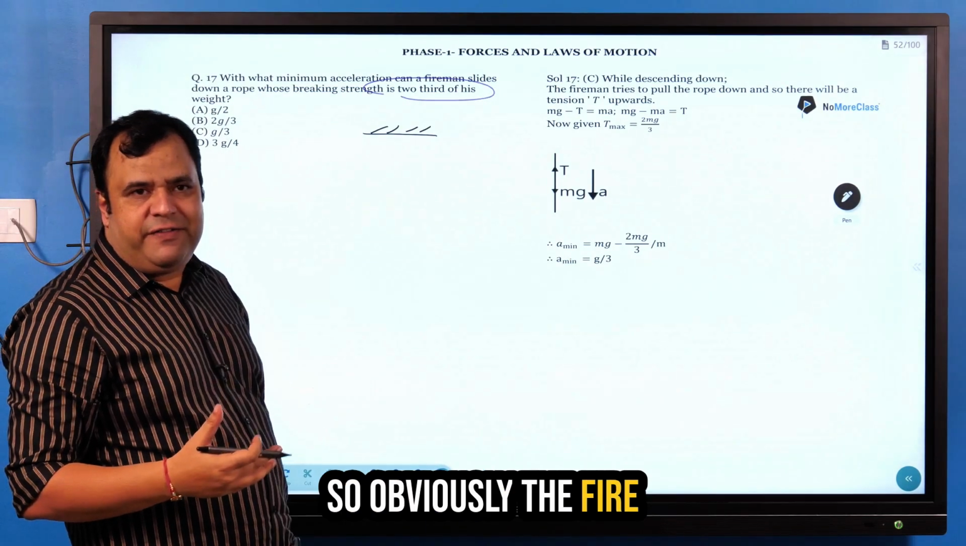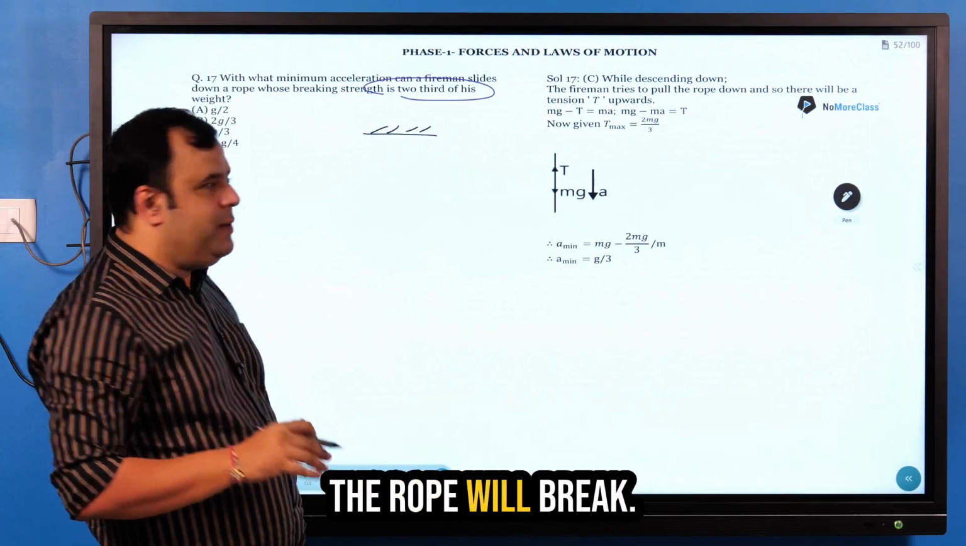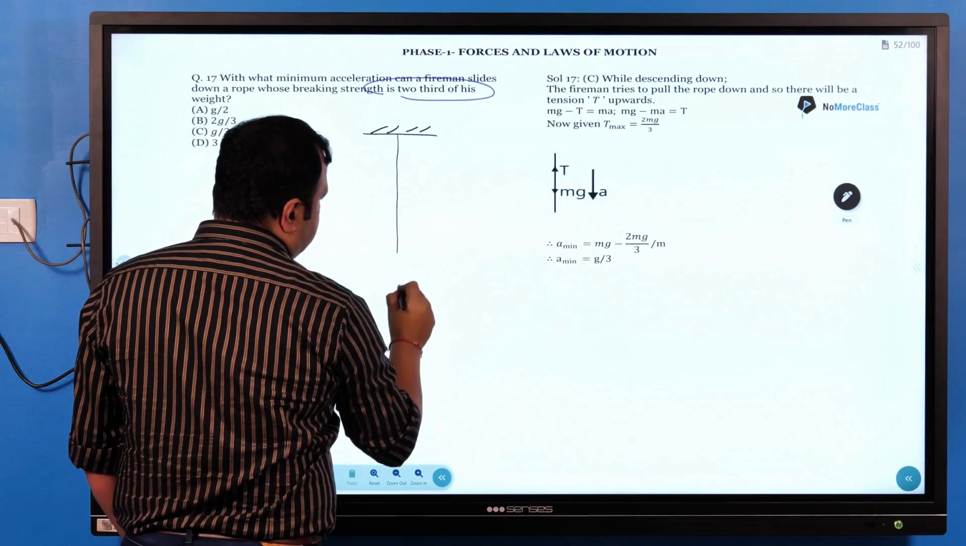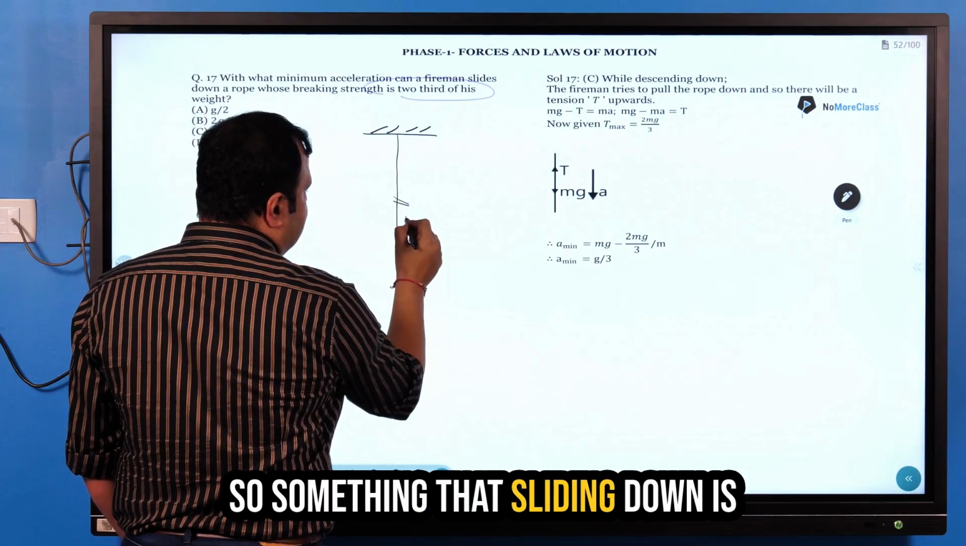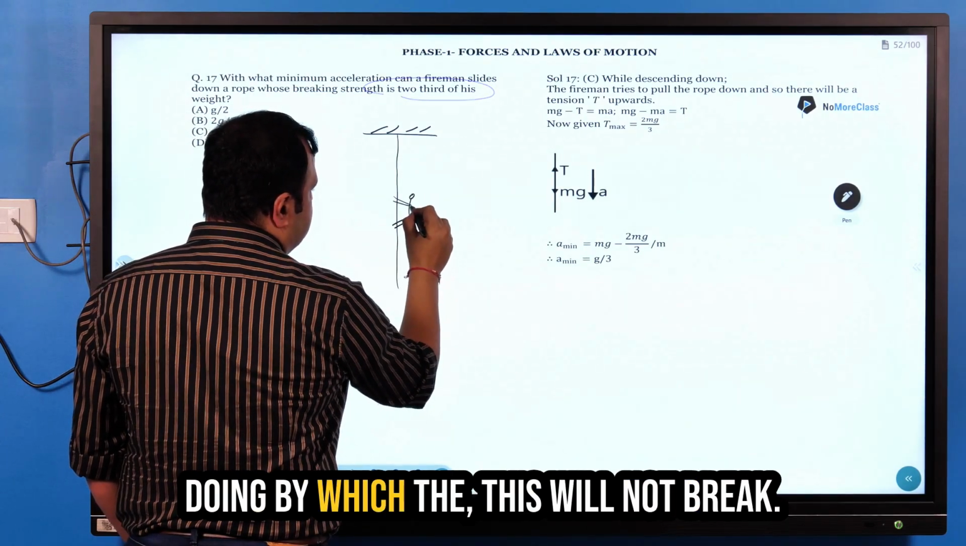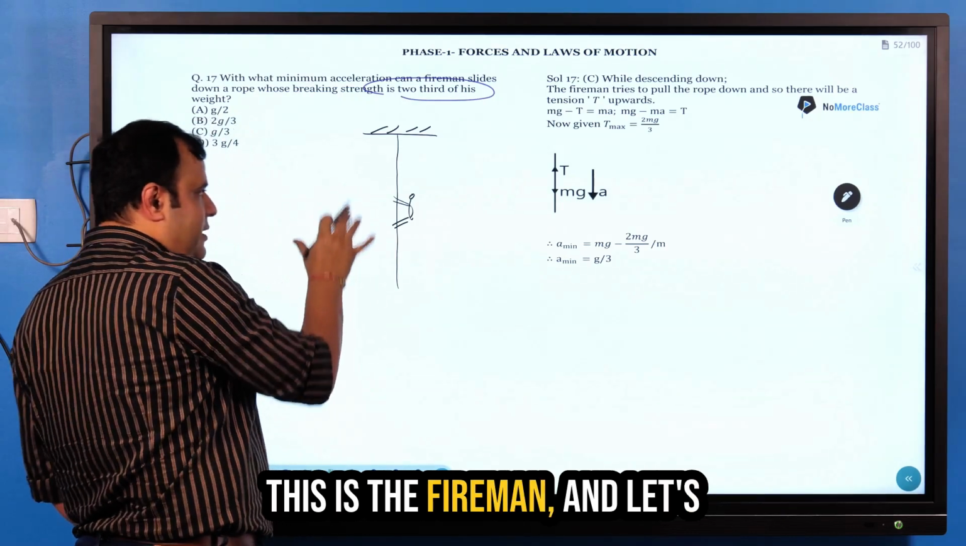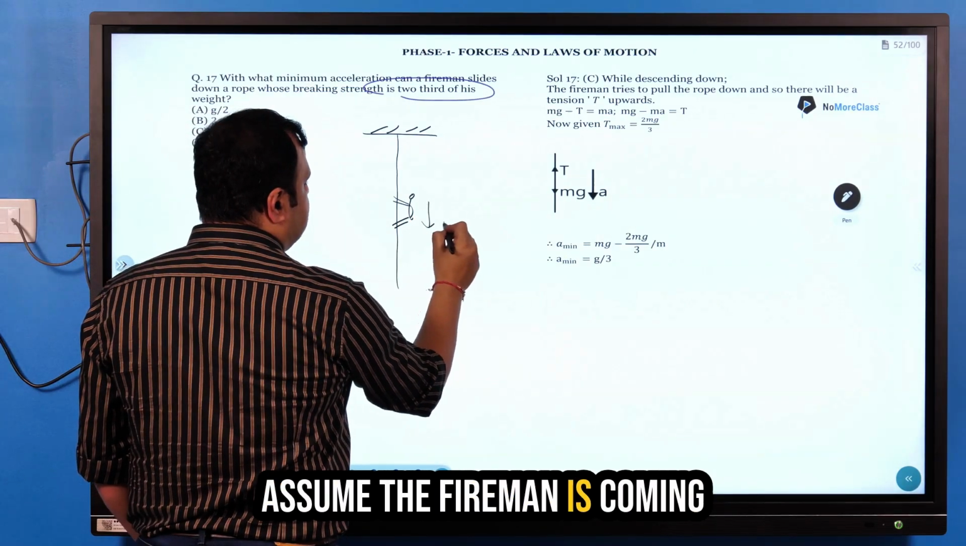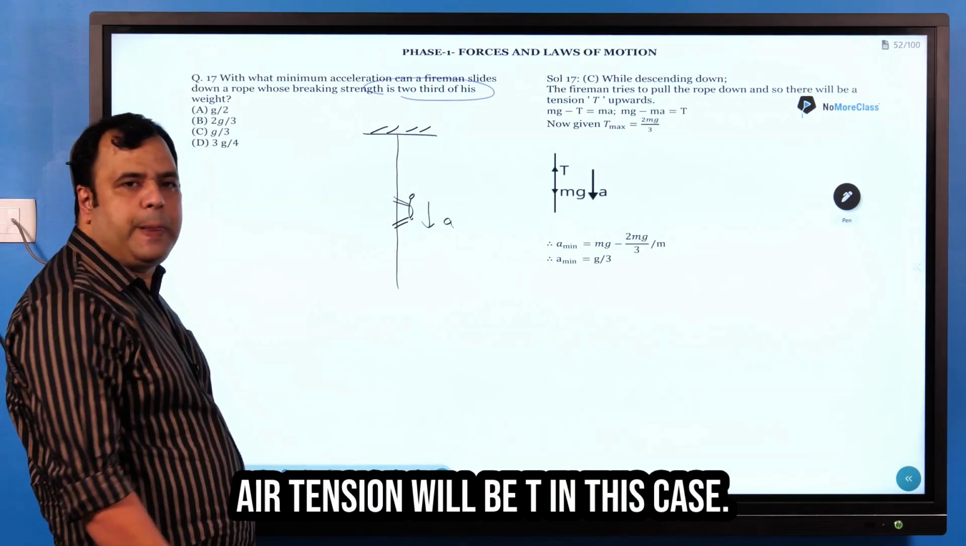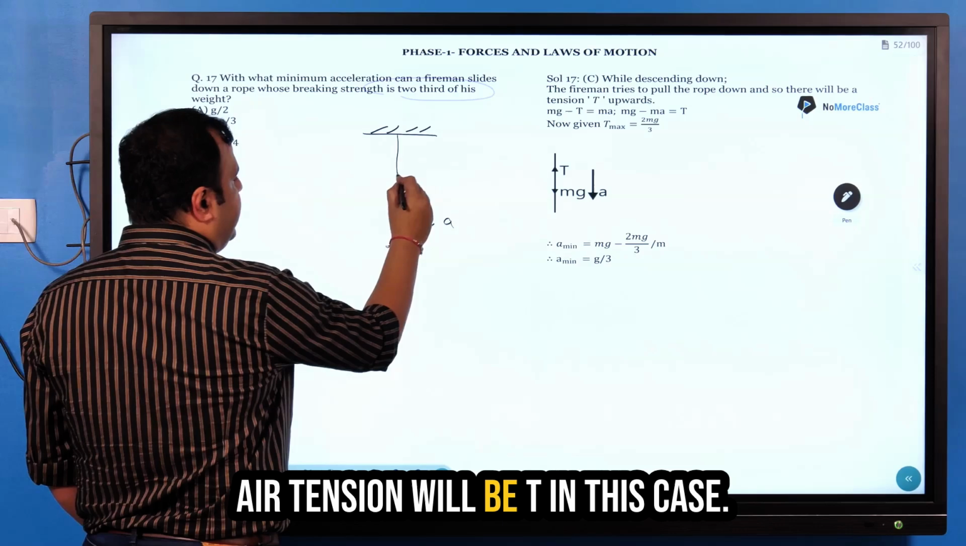So obviously if the fireman is not sliding down, the rope will break. So it is the sliding down that keeps the rope from breaking. This is the fireman, and let's assume the fireman is coming down with acceleration a. Tension will be T in this case.